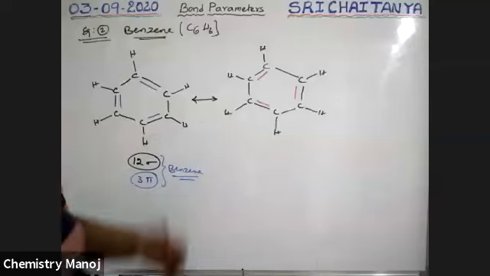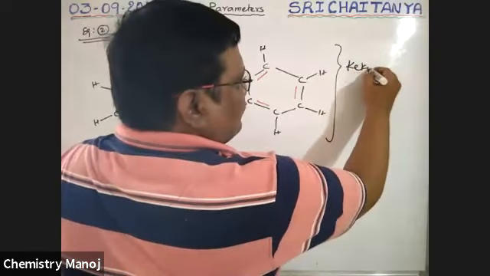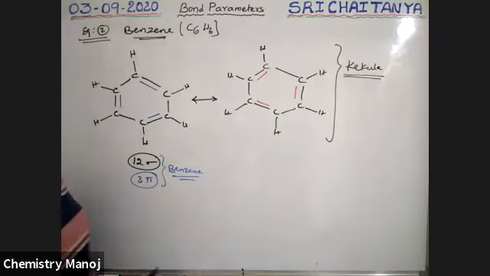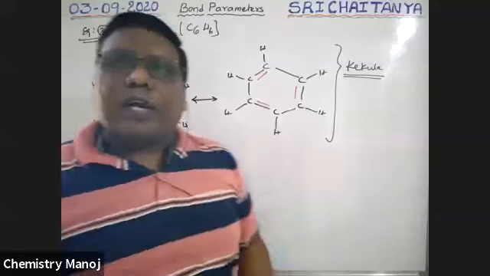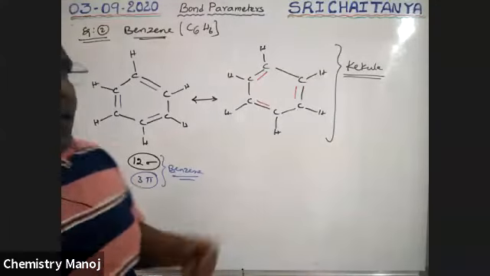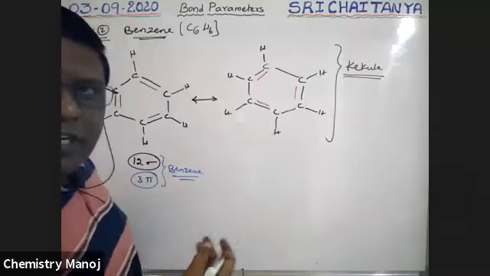So these resonance structures are explained by the scientist Kekulé. That is the scientist name. That's why these two structures are called Kekulé structures. Okay. Now, not only Kekulé, another scientist also explained these resonance structures for benzene.